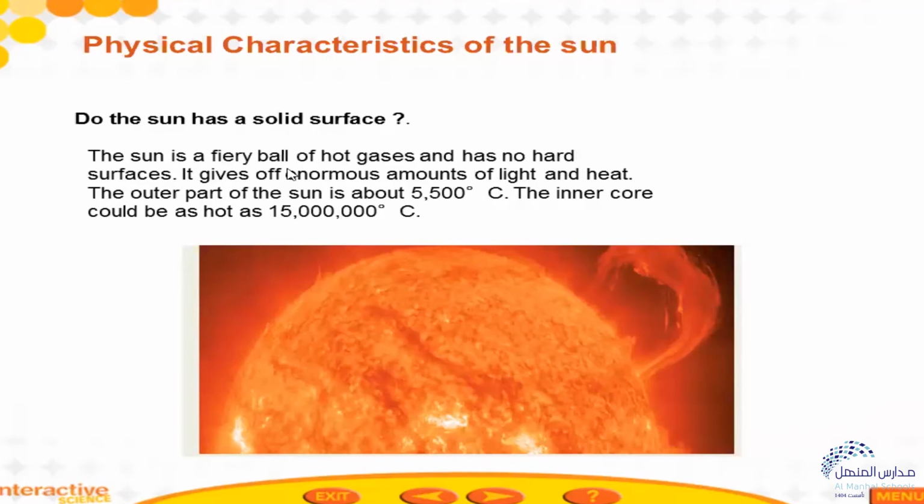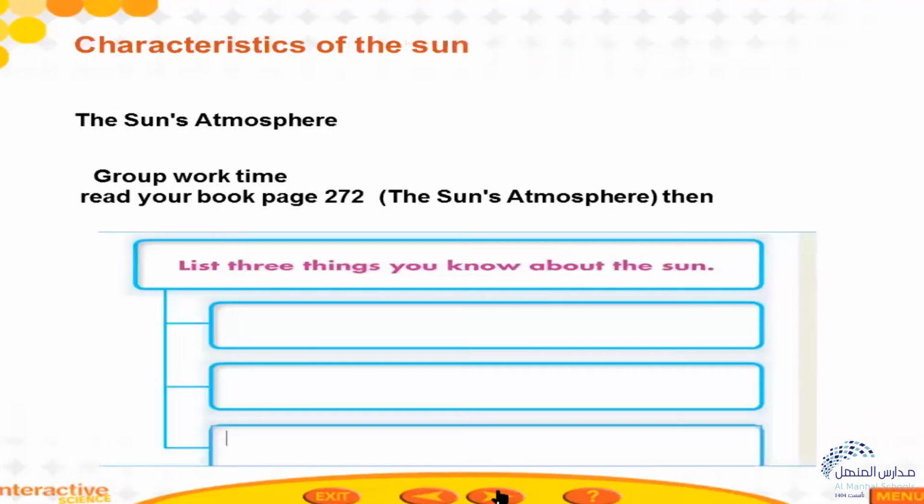The temperature of the outer layer of the sun is about 5,500 degrees, while the inner core of the sun could be as hot as 15 million degrees. Wow, it's very hot there. What other properties of the sun can we learn about? If you look at your book, page 272, you can give me 3 pieces of information about the sun's atmosphere.